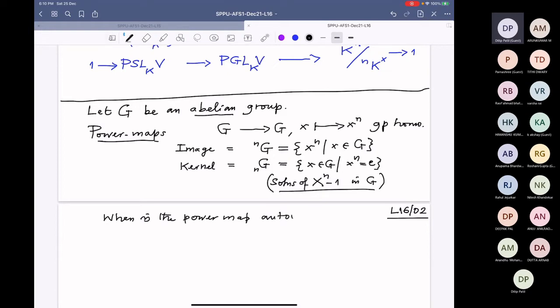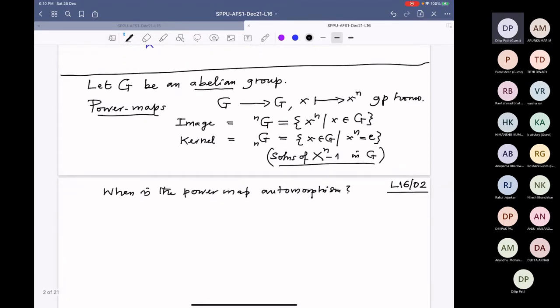Automorphism. And the obvious answer: that means it is surjective. So I will write the answer. That is, if and only if n should be co-prime to the order of G. Now that means the GCD of n and the order of G is 1.